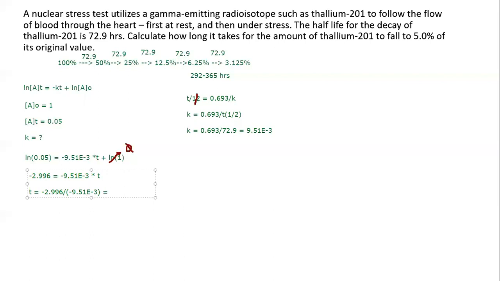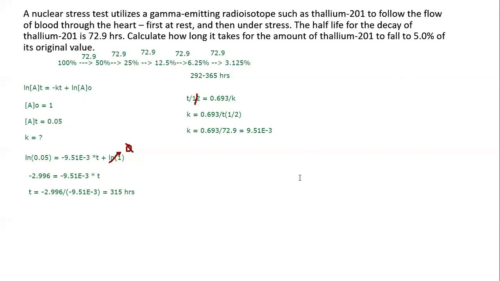And again, time would be in hours. And we get 315 hours. So note that the time we calculated is in between the range that we predicted based on the half-lives. So it'll take 315 hours to get to 5% of its original value.